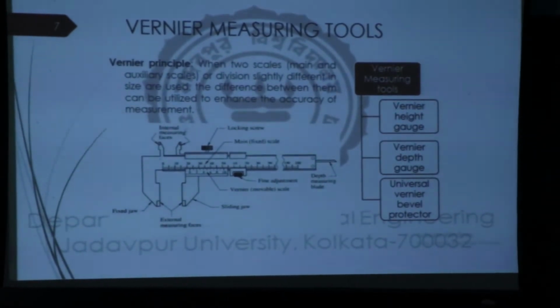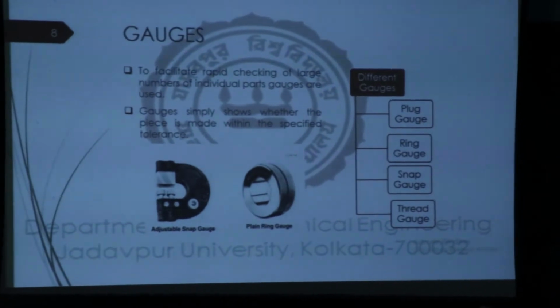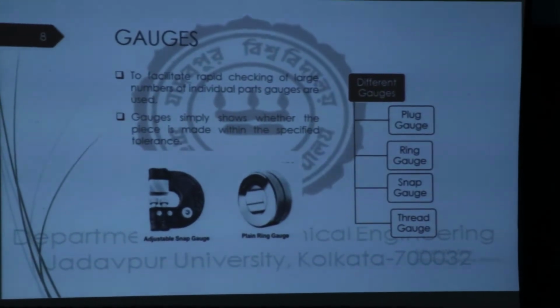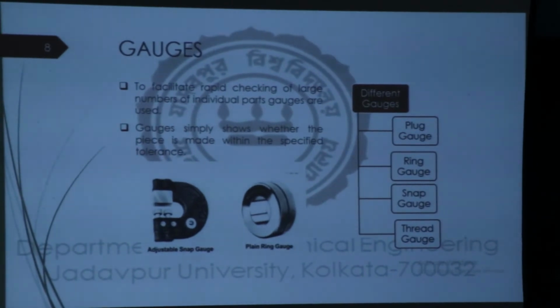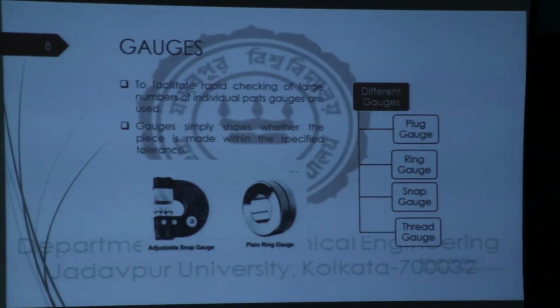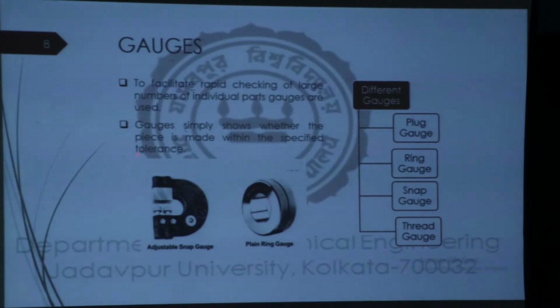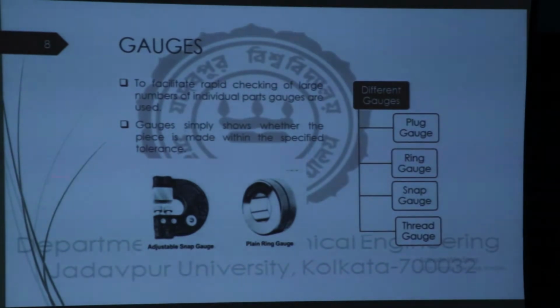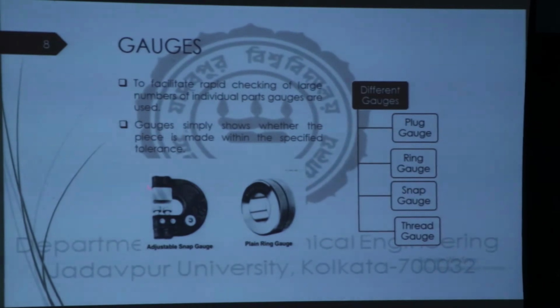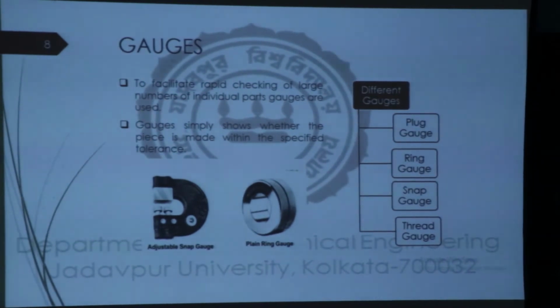So, next is gauges. Using a gauge, you can decide whether to accept the job or to reject the job. Gauges are meant to facilitate rapid checking of a large number of individual parts. Gauges simply show whether the piece is made within the specified tolerance. That is why we already mentioned tolerance, allowance, clearance, which you have to remember. Tolerance is the difference between the upper limit of a given dimension and the lower limit.